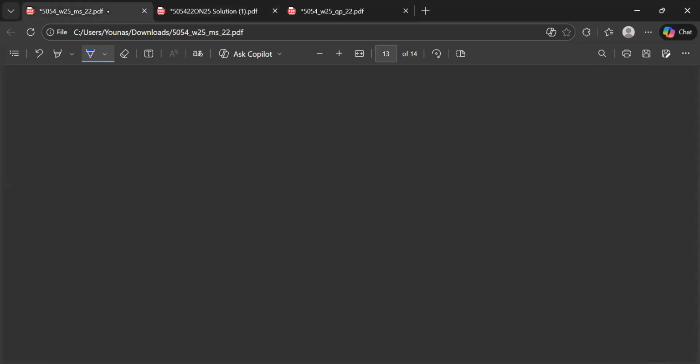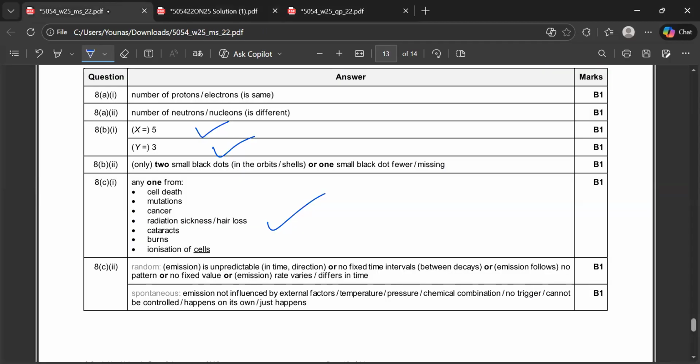Spontaneous and random. Okay, so here we have this. You can read this. It means emission is unpredictable in time, direction, or any fixed time interval between decays, or emission follows no pattern or no fixed values, or emission rate differs in time. And then we have spontaneous: emission not influenced by any external factors, temperature, pressure, chemical combination. No trigger, cannot be controlled, happens on its own, just happens. Let's check.